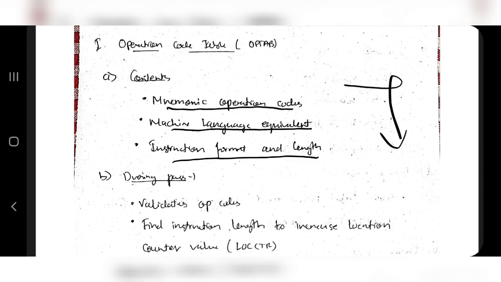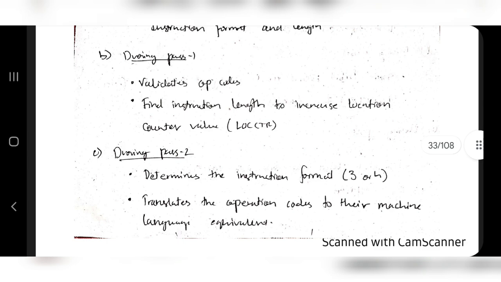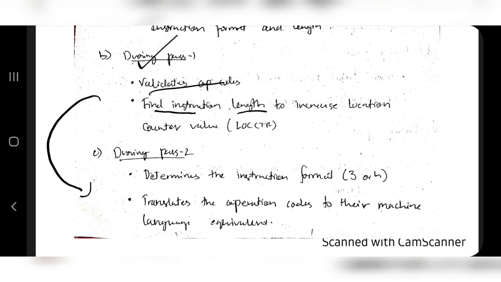Okay, so by moving further and solving the practical examples, you'll get to know what it actually means. During the assembler's conversion to the operation code, there will be 2 passes in each stage. In pass 1 we'll have the OP codes validation, and find the instruction length to increase the location counter variable.